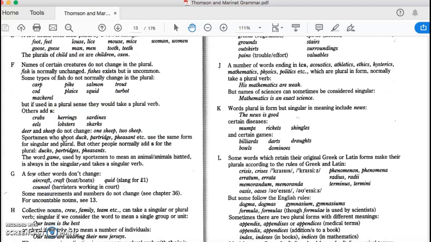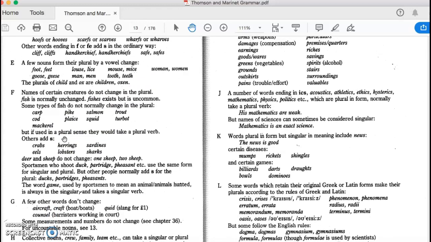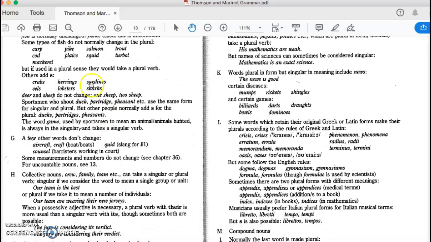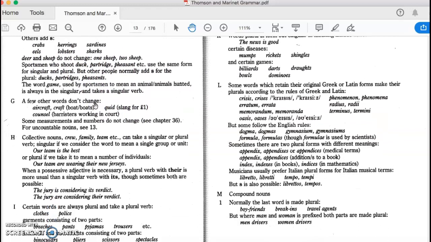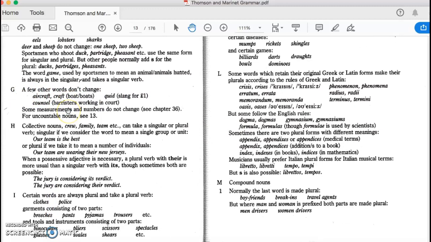Some types of fish usually do not change their form in the plural, and the word fish does not change in the plural. So 1 fish, 2 fish. 1 trout, 2 trout. 1 salmon, 2 salmon. For others, you can see that it changes. For example, sardines. The words deer and sheep do not change for the plural. You say 1 deer, 2 deer. 1 sheep, 2 sheep. You can learn more by reading from this. I'm only going through what I think is most important for you.